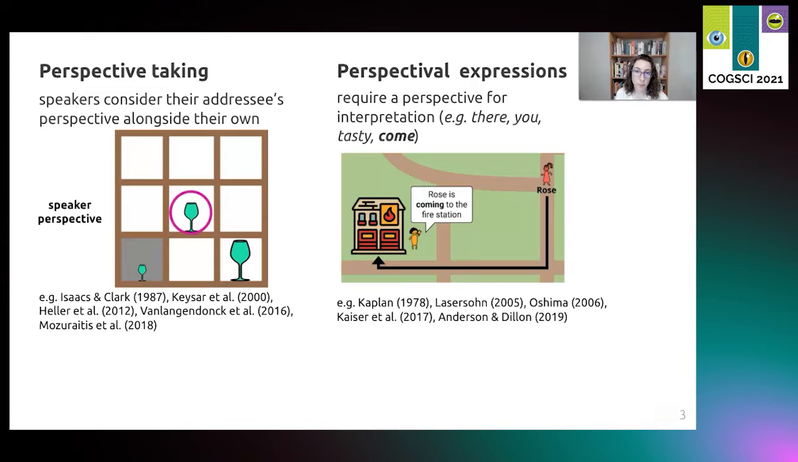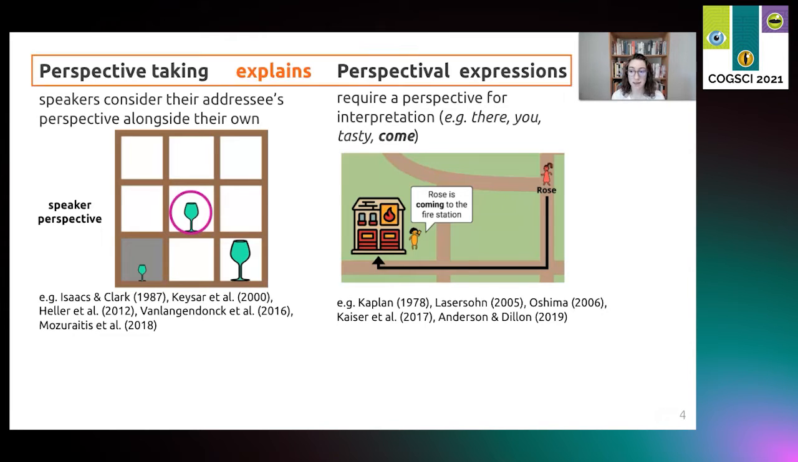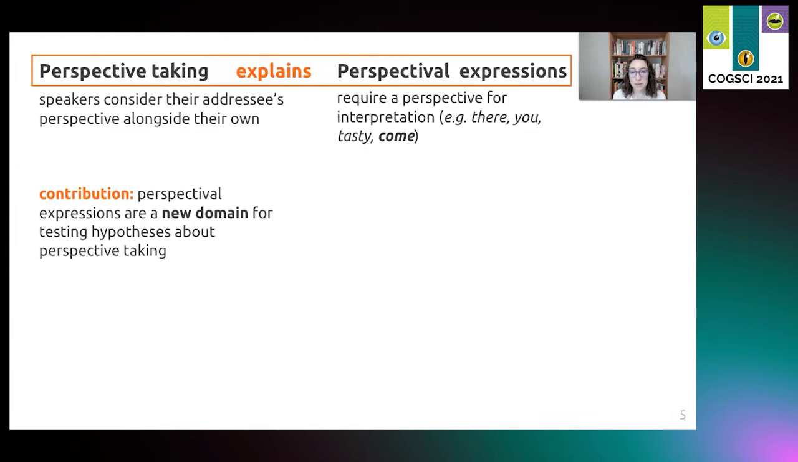And although there's a lot of work on the verb come, it hasn't been explored in the context of general mechanisms of perspective taking. And through our analysis of come here, we argue that general mechanisms of perspective taking can explain use of perspectival expressions. And we do this both by running a production experiment as well as through computational modeling. This contributes to the perspective taking literature because it explores how perspective taking plays out in a new domain.